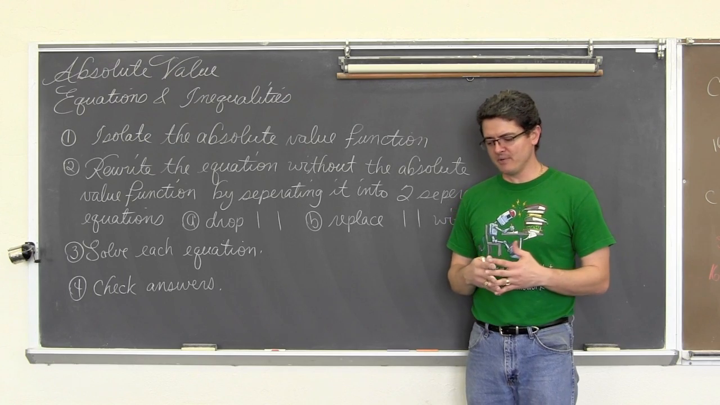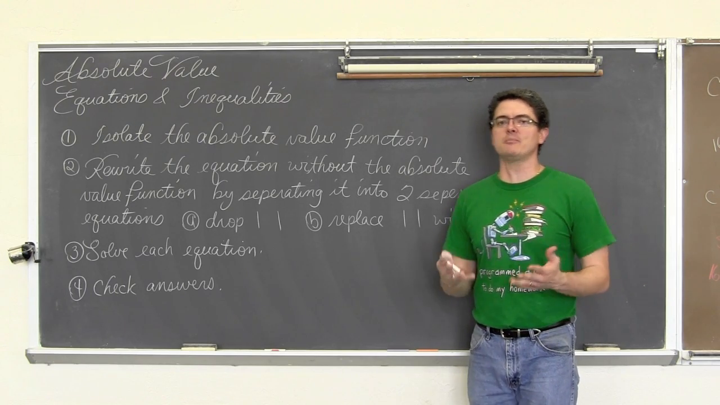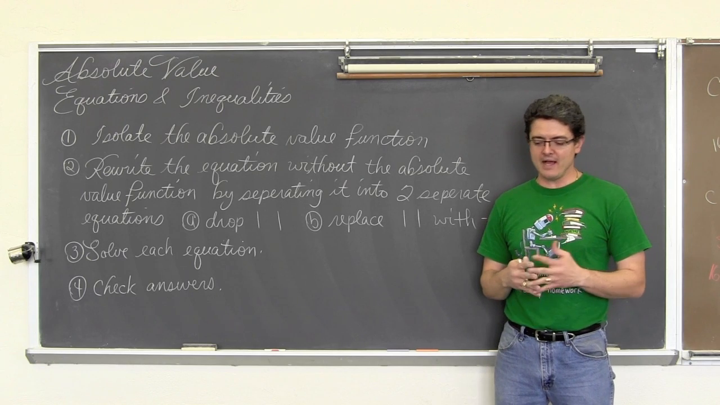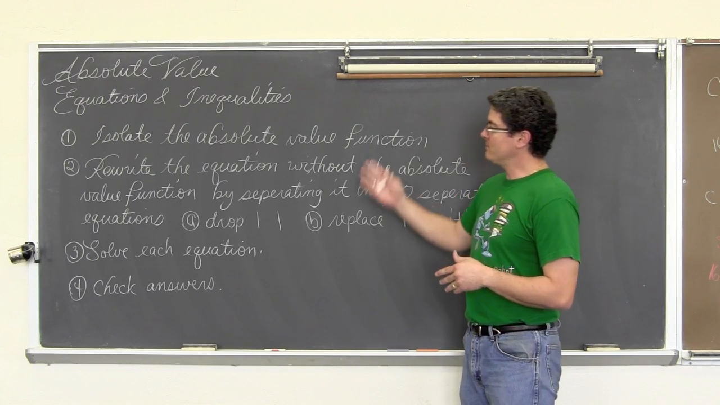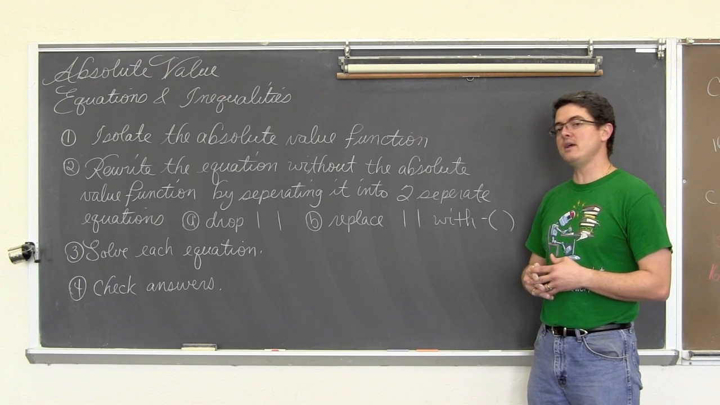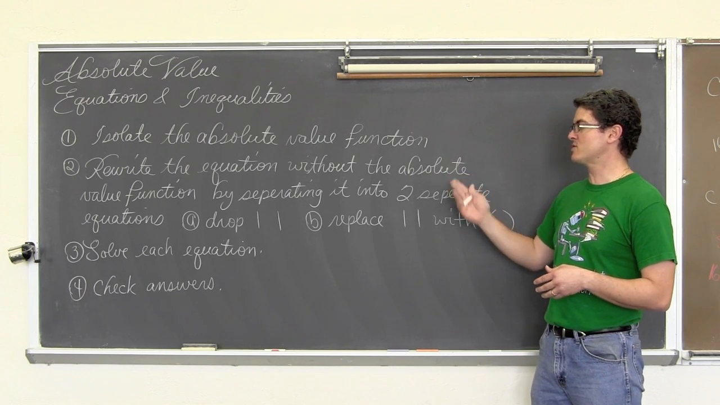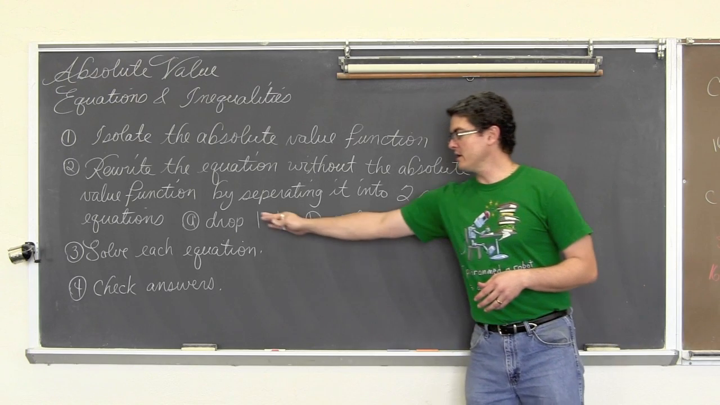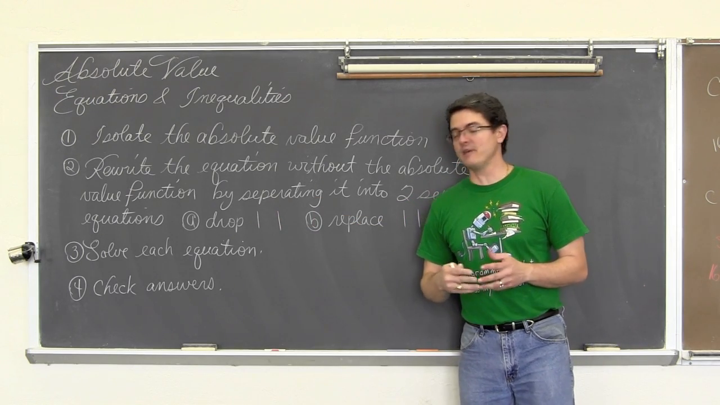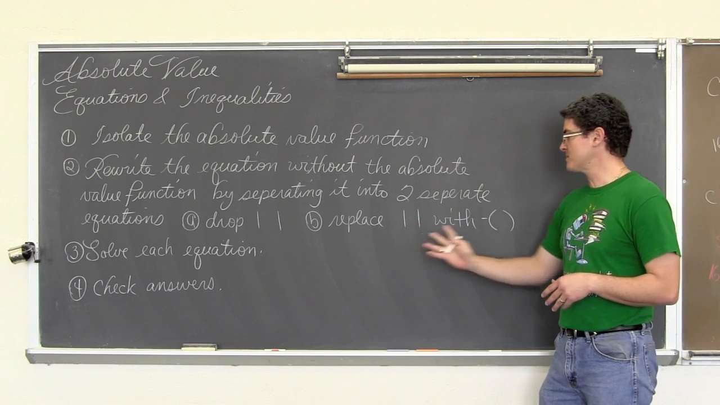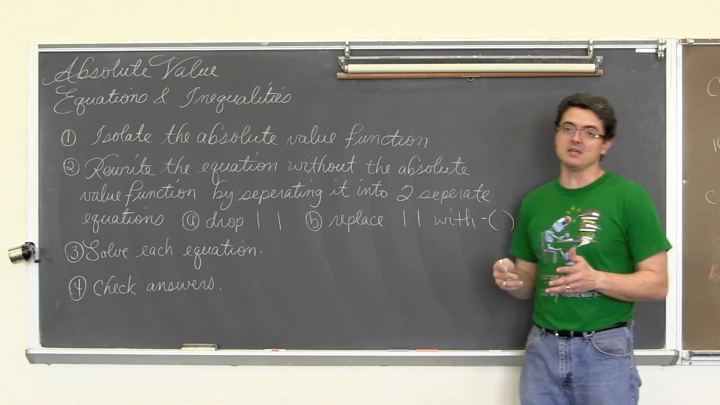We're not going to get that complex, but it's a starting point. How do you solve an equation or an equality with an absolute value symbol? Well, you isolate the absolute value function. You rewrite the equation without the absolute value function by separating it into two separate parts. One where you just simply drop the absolute value function, and another one where you replace the absolute values with a set of negative parentheses.